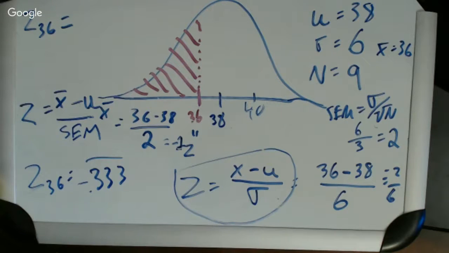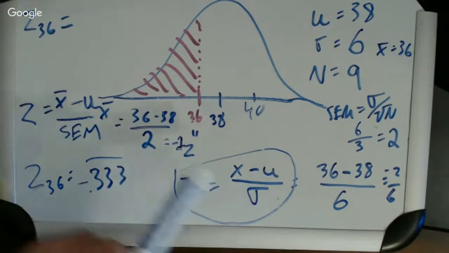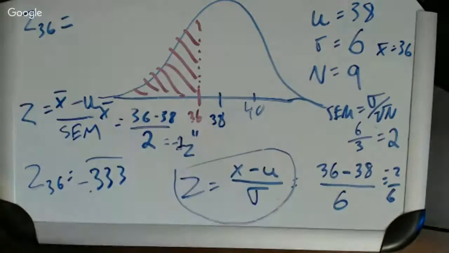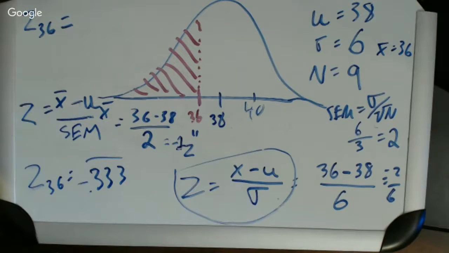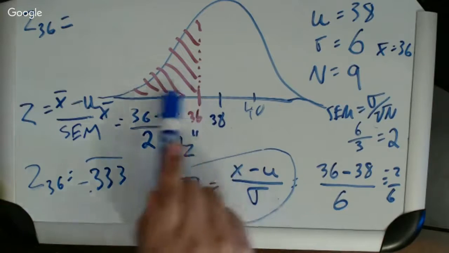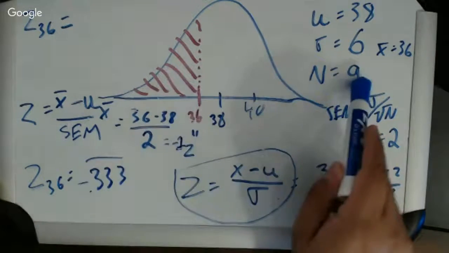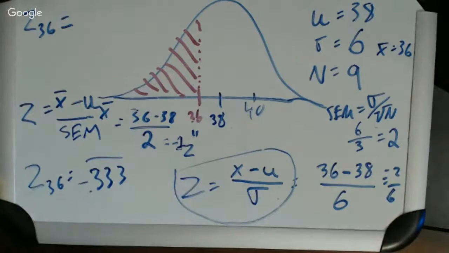Okay. And so if you look up negative 1 on this table, it is 0.1587. So it's like 16%. Yeah, so 16% of the salespeople on average will have laptops that don't last more than 36 months. So 16% of the average groupings of 9 will end up to the left of it.